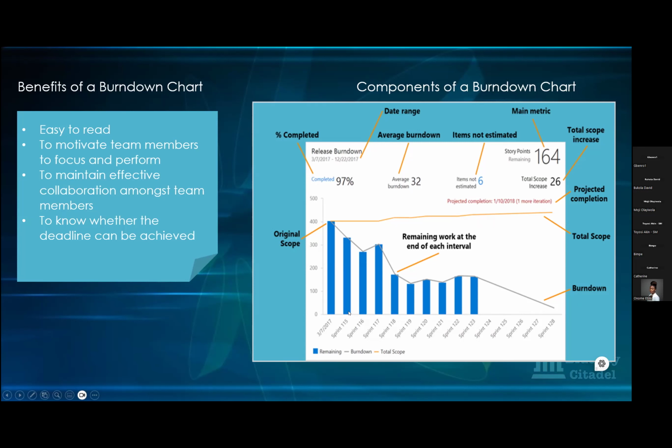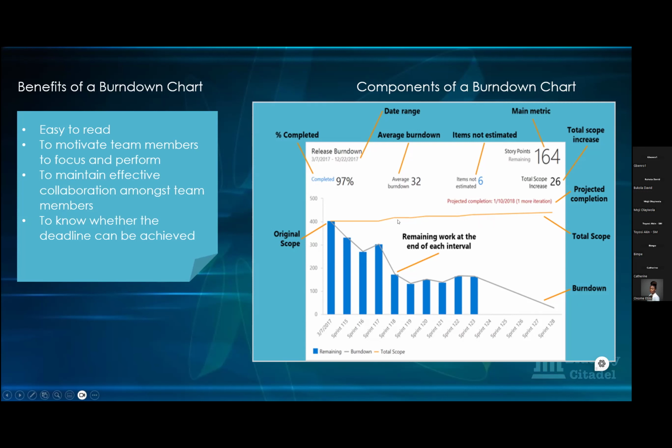And then at the bottom here, you can see a key of the colors. The blue one is what is remaining. The gray line is the burn down, and your yellow line is the total scope. So you get that also on your charts.